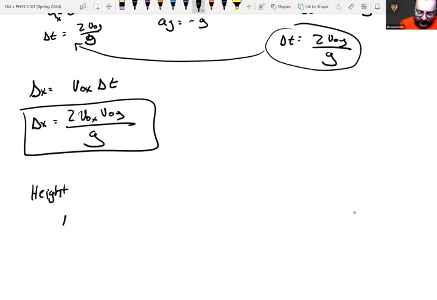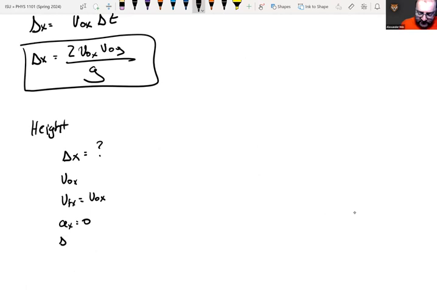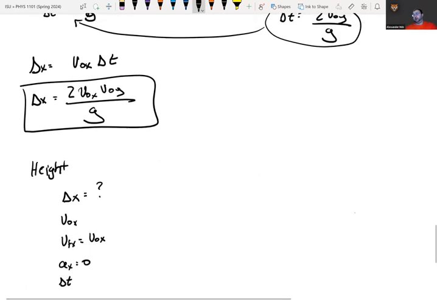We don't know what the delta x is. We're not typically asked for that. We're still going to have v naught x, that we don't know what that is. Because we're in free fall, v final x is just going to be equal to v naught x. And then a sub x will be 0, and delta t, we don't know, because again, we're dealing with a different time here, which means we can't use the time from the range, because we're not waiting till the thing lands. We want to know exactly at the top.